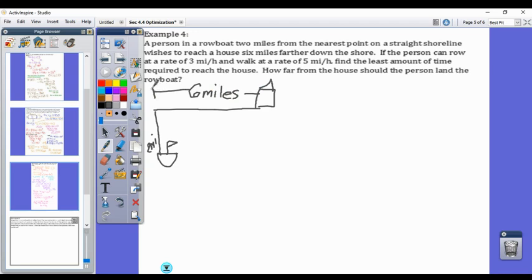Essentially, we're trying to figure out where the person should row to on the shore. So I'm going to make this look like this. I need to find out this distance right here, which I'm going to call y, and this distance from here to here, I'm going to call x. Now, if this distance is x and the whole thing is 6, I can find this missing piece right here because it's 6 minus x.